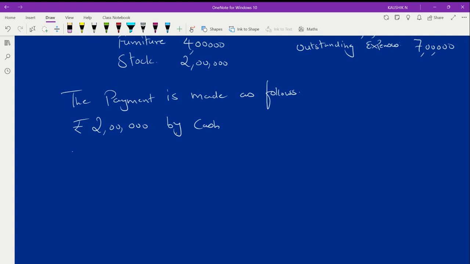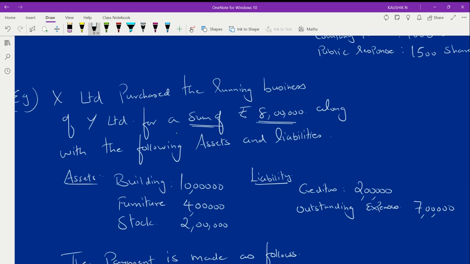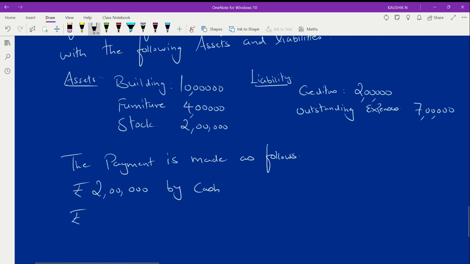Then how much will be the remaining amount? If 2 lakh has been paid, how much will be the remaining amount? Out of 8, 2 is paid off. What is the remaining balance? How much, ma? Okay. See, out of 8 lakh rupees, you are making a payment of 2 lakhs by cash. What is the remaining balance? Very good.